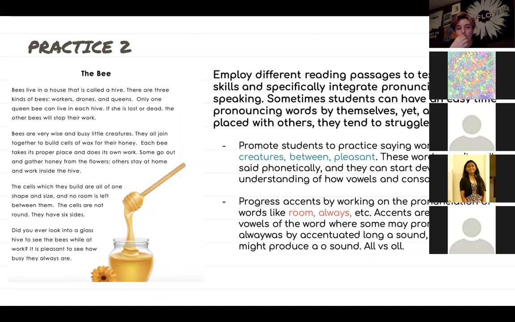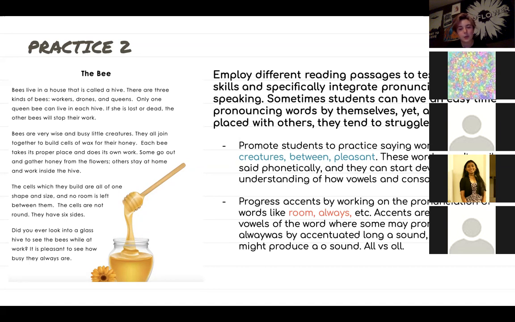Sometimes students can have an easy time pronouncing words themselves, yet as the word is placed with others, they tend to struggle. So specifically for pronunciation, you can have them read the passage aloud to you. This promotes students to practice saying words like creatures, between, pleasant. These words aren't easily said phonetically, and they can start developing an understanding of how vowels and consonants interact. That part can directly relate back to your lesson and show the student where the content is applied.